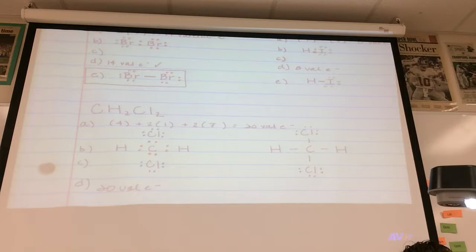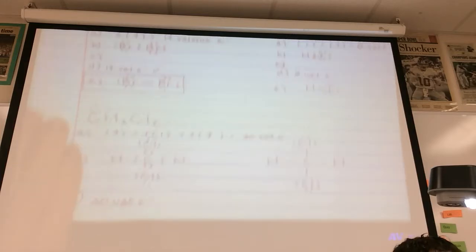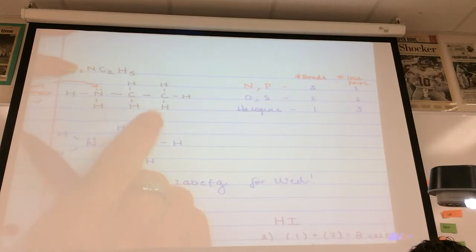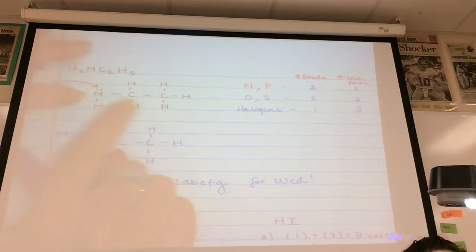What if there's more than one element that can be in the center? Do you mean what if you have something like this? Yeah. Right, and we're going to get to that in just a minute.